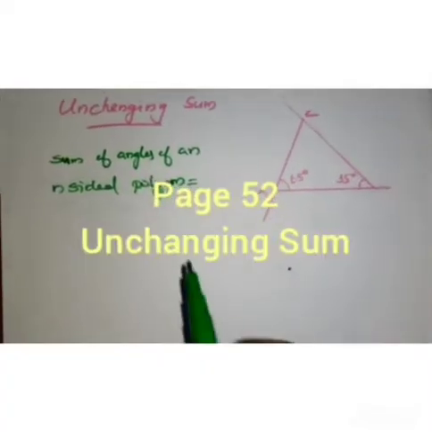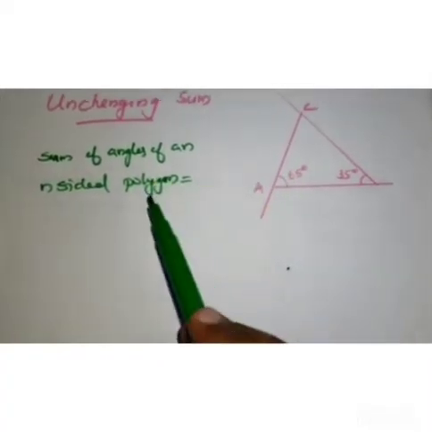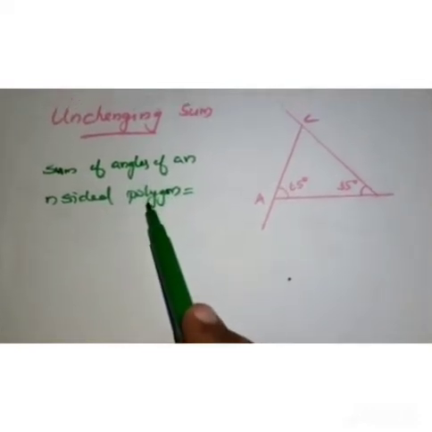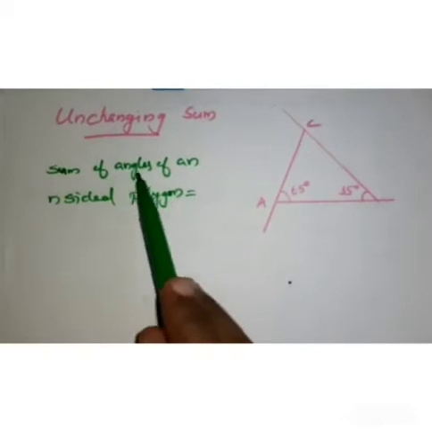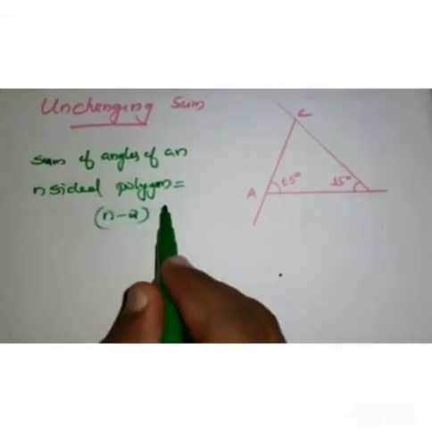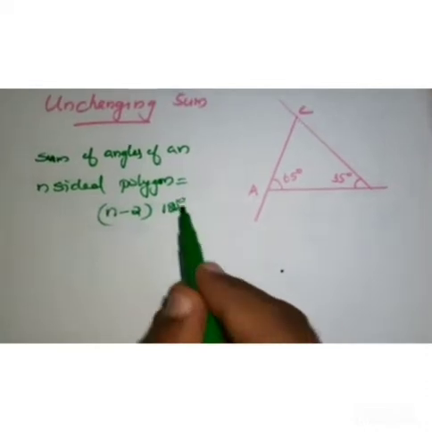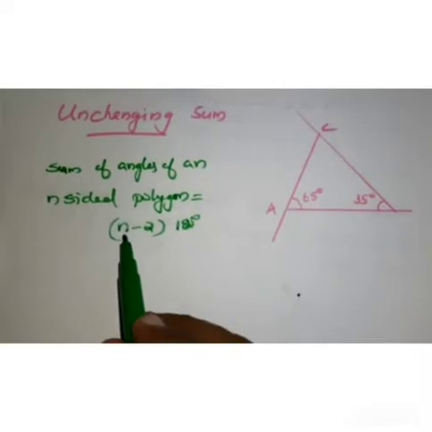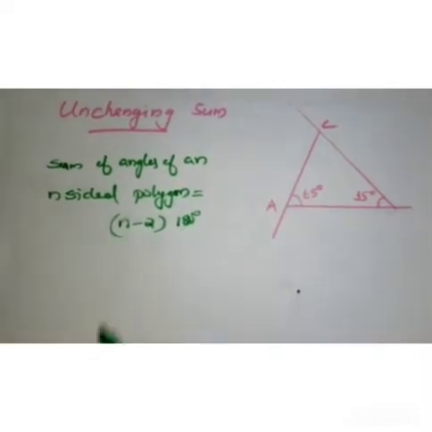The inner angles and the outer angles together form a linear pair, and the sum is 180 degrees. What is the sum of angles of an n-sided polygon? If n sides are there, what is the sum of angles? That is (n minus 2) into 180. For an n-sided polygon, the sum of angles is (n minus 2) into 180.